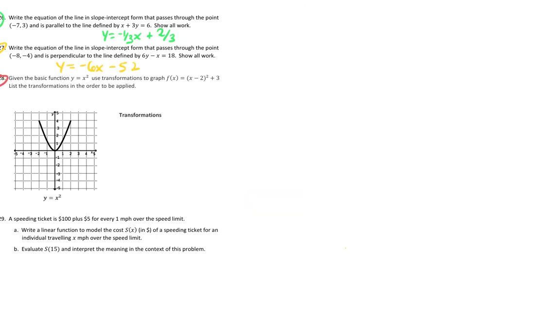28. Given the basic function y equals x squared, use transformations to graph f of x is equal to the quantity x minus 2 squared plus 3. List the transformations in the order to be applied. So first we are going to look here, x minus 2, so that means we shift to the right 2 units.